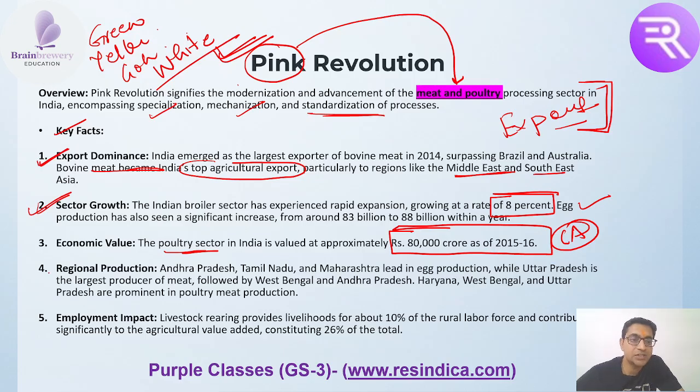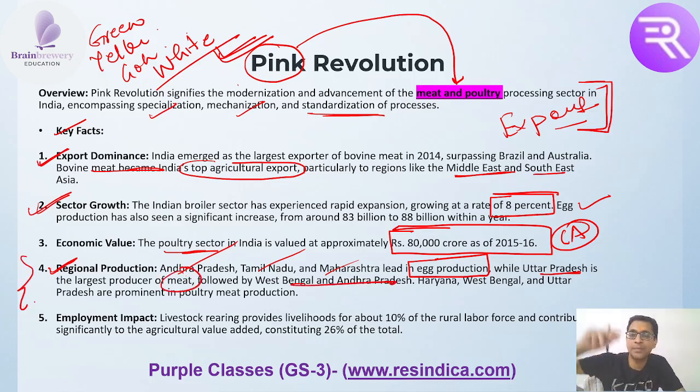Okay, then regional production. There are a lot of states in our country, Andhra Pradesh, Tamil Nadu, Maharashtra, Karnataka, which are leading in egg production. Uttar Pradesh is the largest producer of meat, followed by West Bengal. So there is a regional basis also. This is also improving regional development, and regional disparities are slowly coming down because of this pink revolution. Then obviously when this whole area gets developed, automatically the employment impact is also very high. It is providing a lot of livelihood to the people.